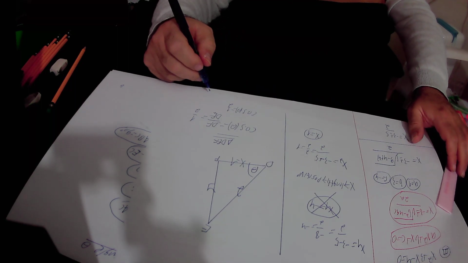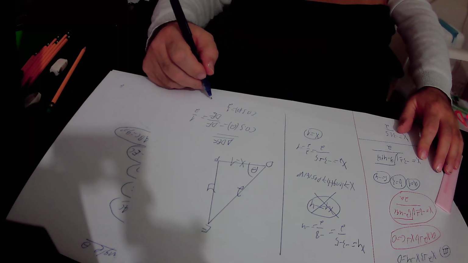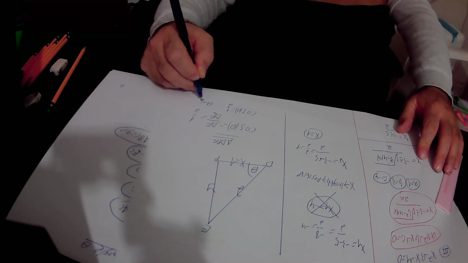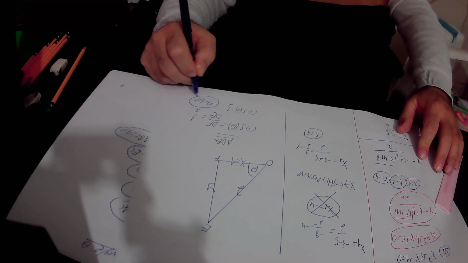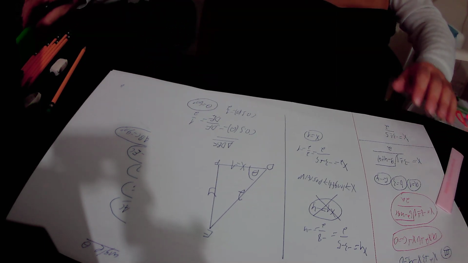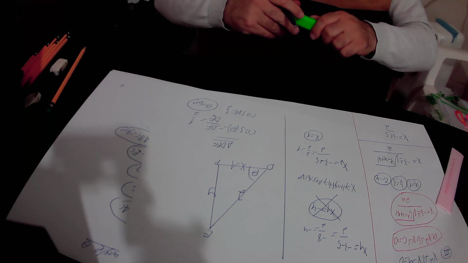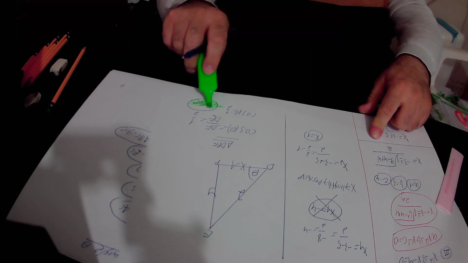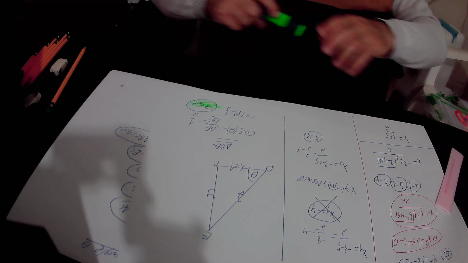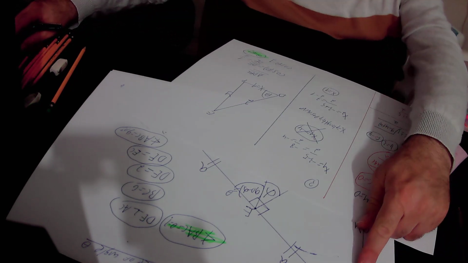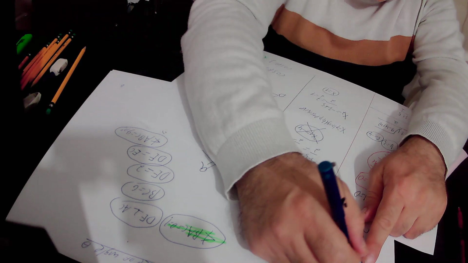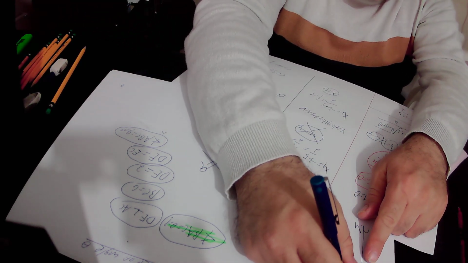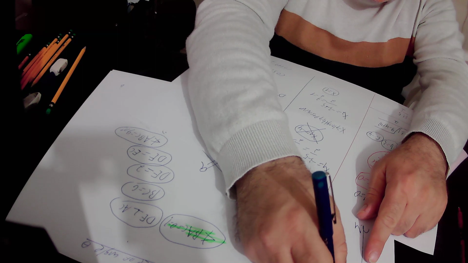If cosine theta equals 1 over 2, then theta itself will be equal to 60 degrees. So I found out that theta equals 60 degrees. That is the answer to the question. This is the angle that we are looking for. This angle is equal to 60 degrees.